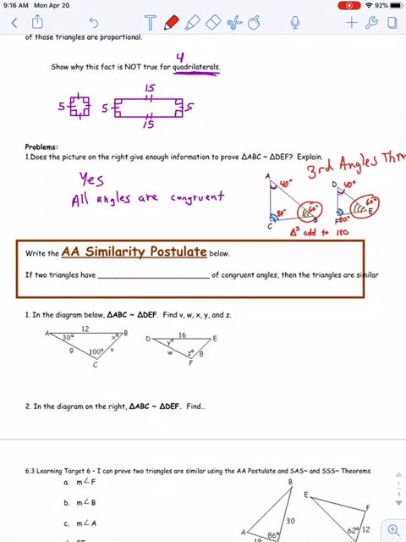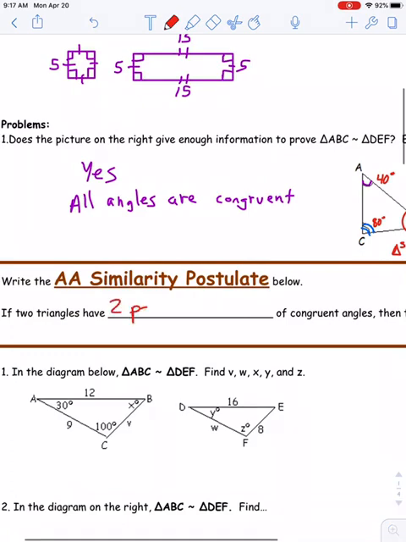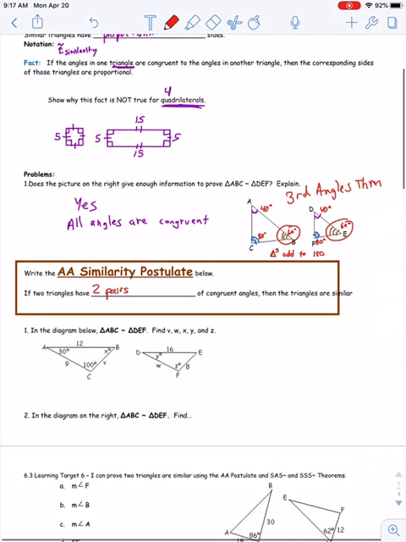So basically, we're talking about the bare minimum information we need. Remember back to Unit 4, we had side, angle, so on and so forth. We're going to have similar stuff here, pun intended, get it? Because we're talking about similarity. If two triangles have two pairs of congruent angles, then the triangles are similar. So that's basically the bare minimum information you need to know. Two pairs of angles are congruent.